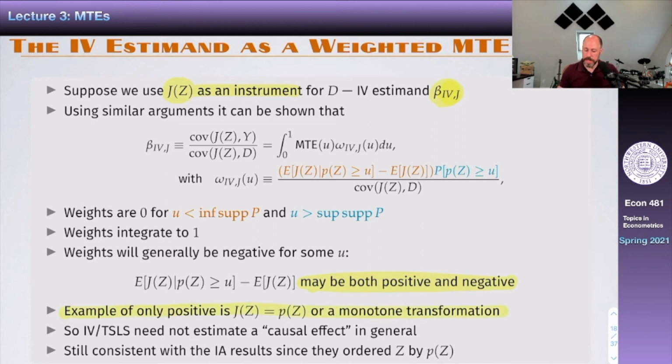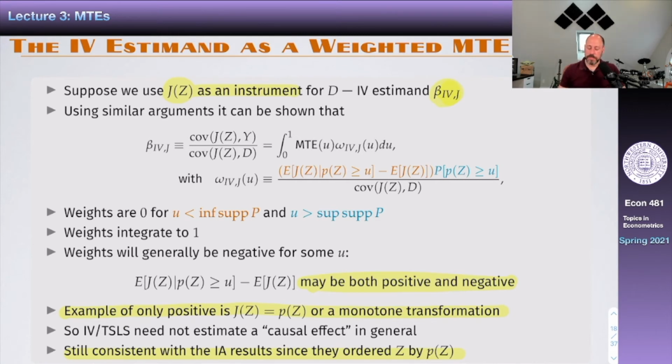if your instrument is the propensity score, or a monotone transformation of it. If you use the propensity score as an instrument, you can show that these weights are going to be monotonic. And this, as I wrote here, is consistent with the results in Imbens and Angrist, because in that paper they sorted the instrument by the propensity score. So it's a monotone transformation of the propensity score, and that works out, and that's why you get the result that you get.